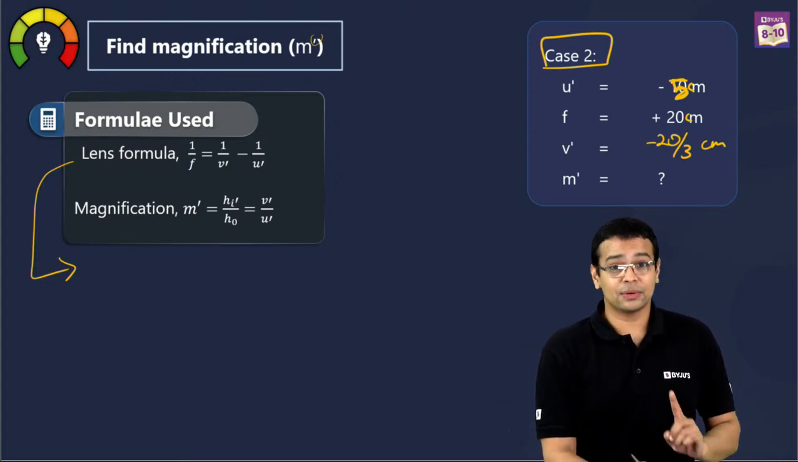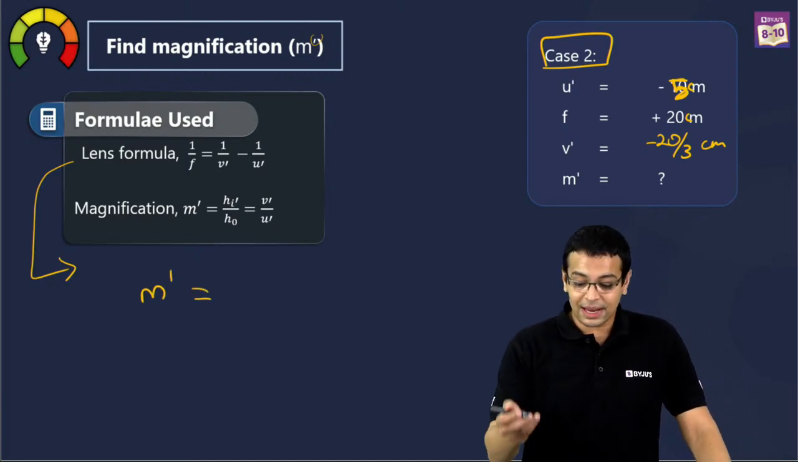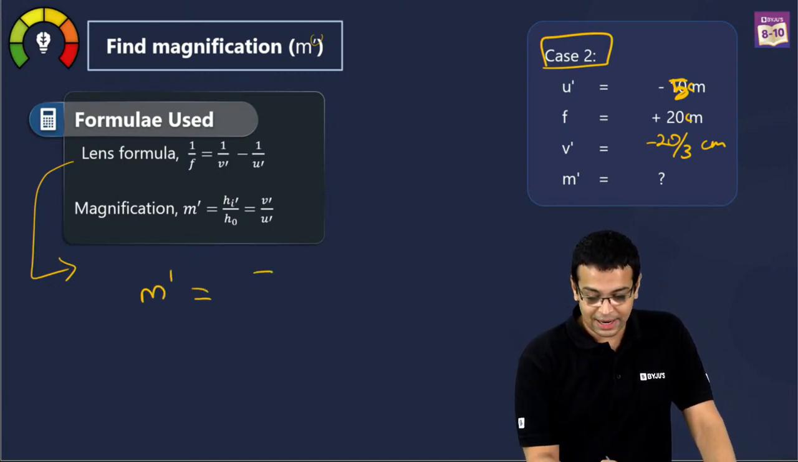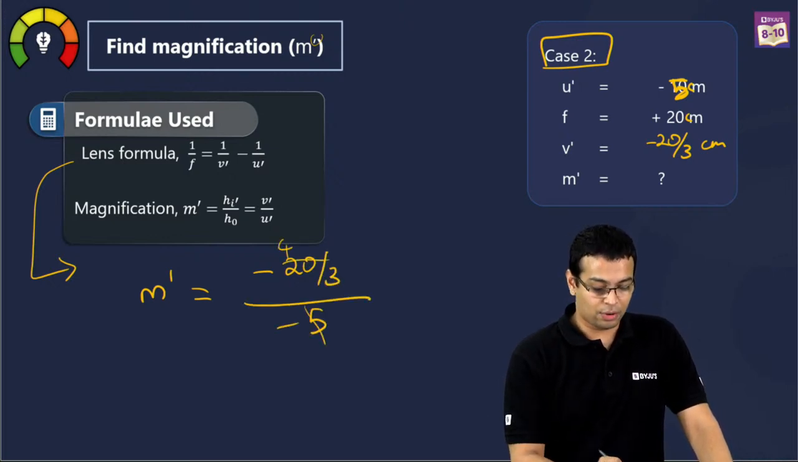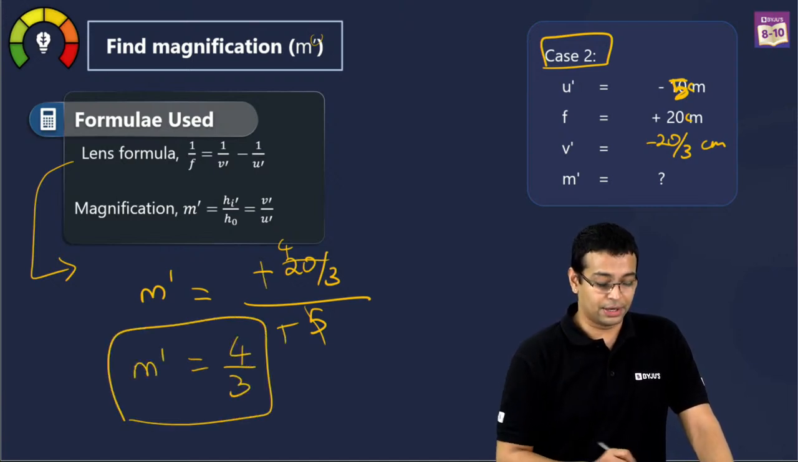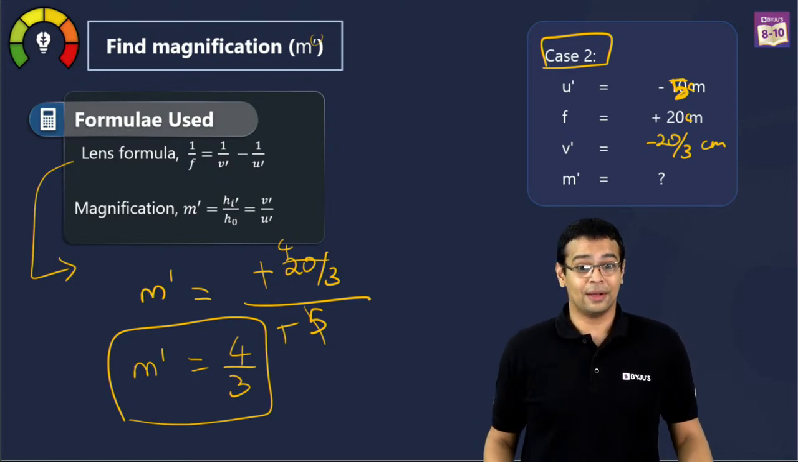Now, the question is, what is the new size, right? Which is the new magnification. I have V dash, I have U dash. That's basically negative 20 over 3 over negative 5. Cancels out to 4, and negative and negative gives positive, so 4 over 3. In other words, it's 4/3 of the bug's size.